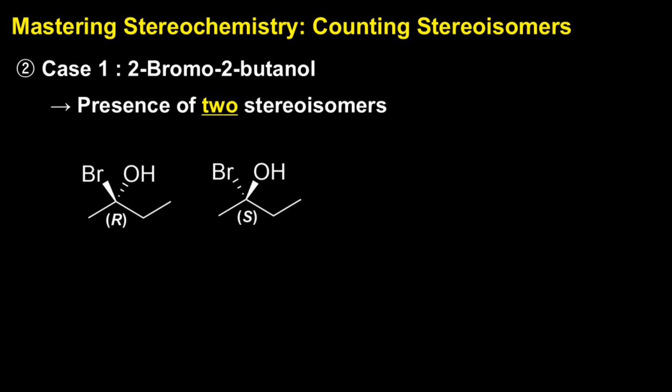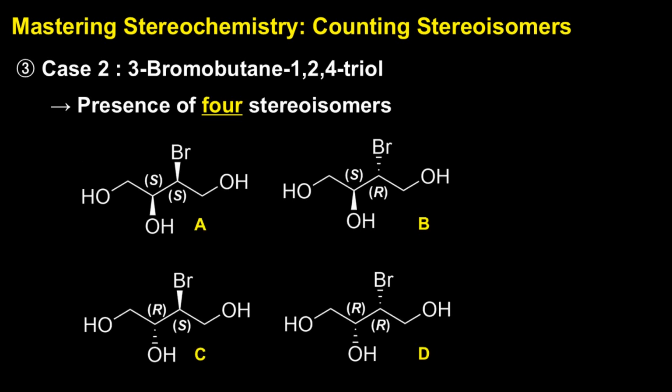Let's start with a simple example, 2-bromo-2-butanol. This molecule has just one chiral center, so if we apply the rule, 2 to the 1 gives us 2 stereoisomers. Since there's no internal symmetry, these two forms are completely distinct, one with an R configuration and the other with an S configuration.